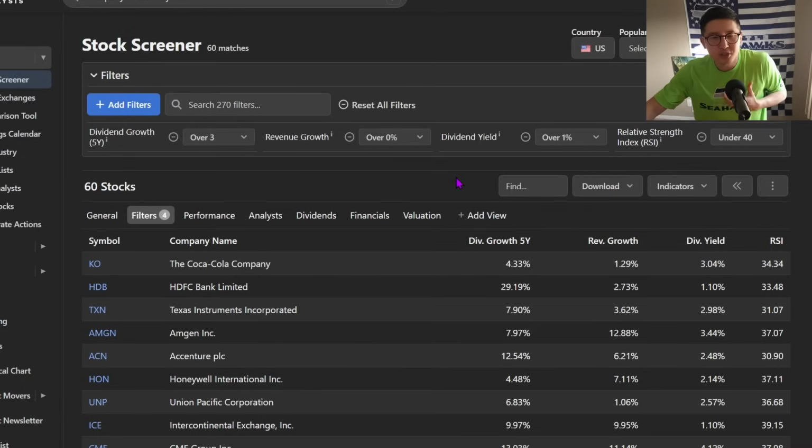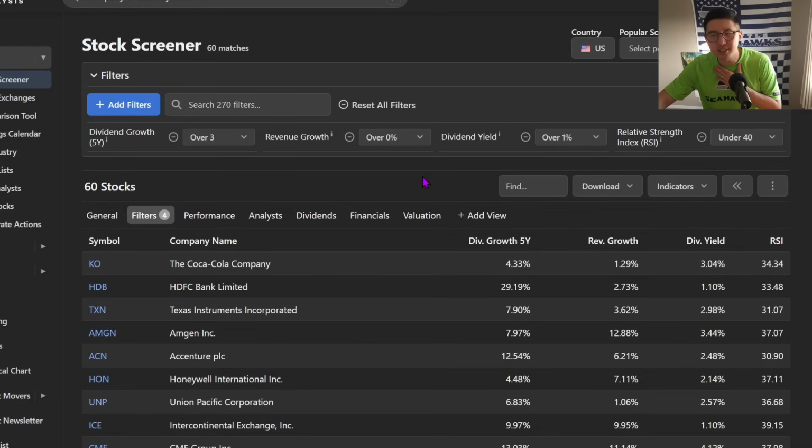But these are the filters that I like to use. I want to know, is their dividend growth rate increasing at least by 3% for the past 5 years? That's the dividend growth CAGR. Is their top line increasing at least by 0%, meaning it has to be positive? And their dividend yield at least 1%. And then the RSI is very speculative, but it's a technical analysis indicator that shows whether or not a company is oversold. So the theory goes like this.